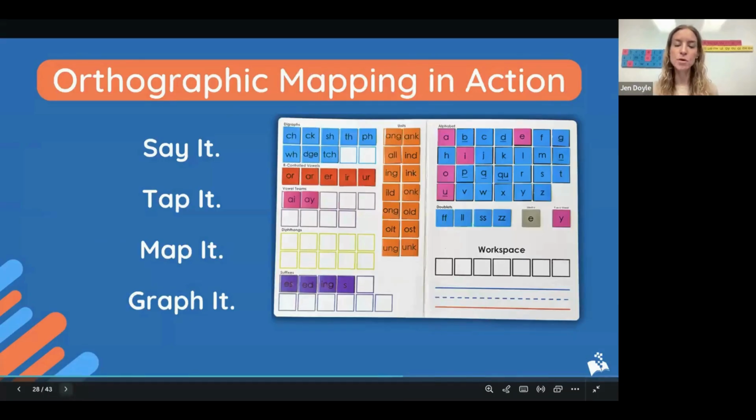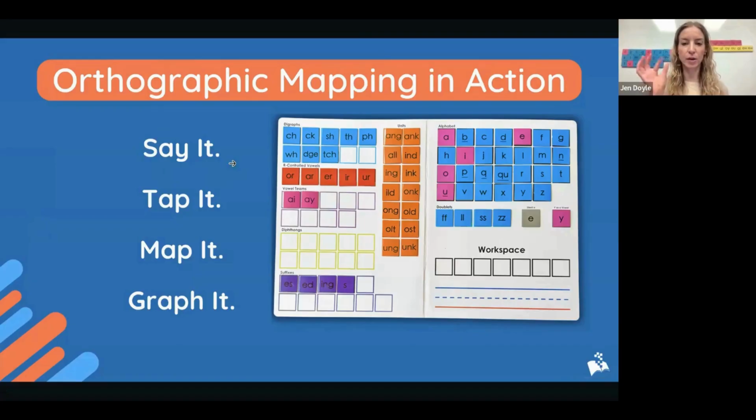So we're going to move into orthographic mapping in action now. And I'm going to show you a little sample lesson in a moment. But these are the pieces that we're thinking of when we're looking at orthographic mapping in action. We're going to start with the say it. So students say the word that they're being instructed. They're tapping out the sounds. They're mapping it on the workspace, and then they're graphing it.